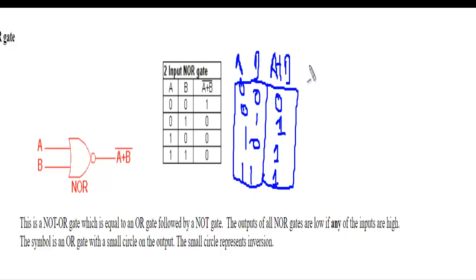So what will be A or B complement? That is NOR. So NOR is the inverse of OR. Whatever the OR has given, if it is 0, make it 1, and if it is 1, make it 0. So 1 0 0 0. That is what is here. So that's A or B complement. Okay.